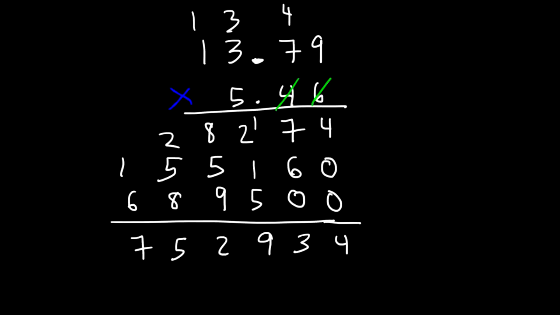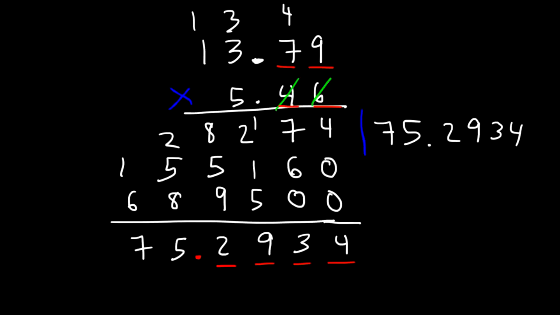Now, where should we put the decimal? So looking at the original numbers, the first number has 2 numbers to the right of the decimal point. And the second number also has 2 numbers. So therefore, our final answer should have a total of 4 digits to the right of the decimal point, which means our answer is 75.2934.